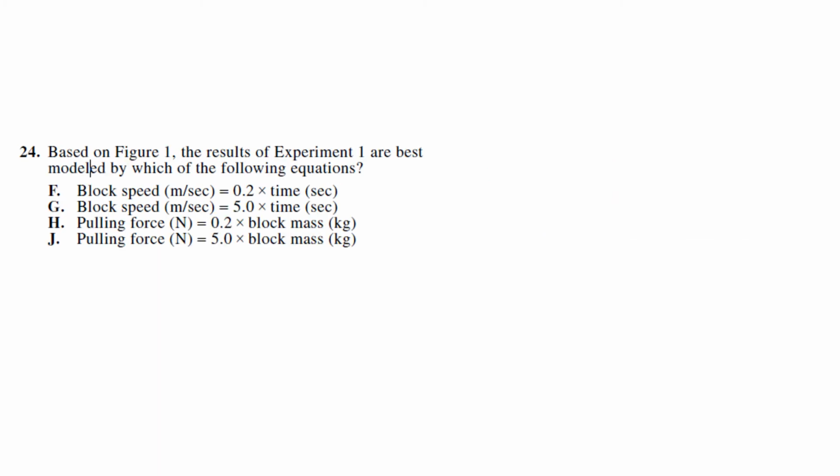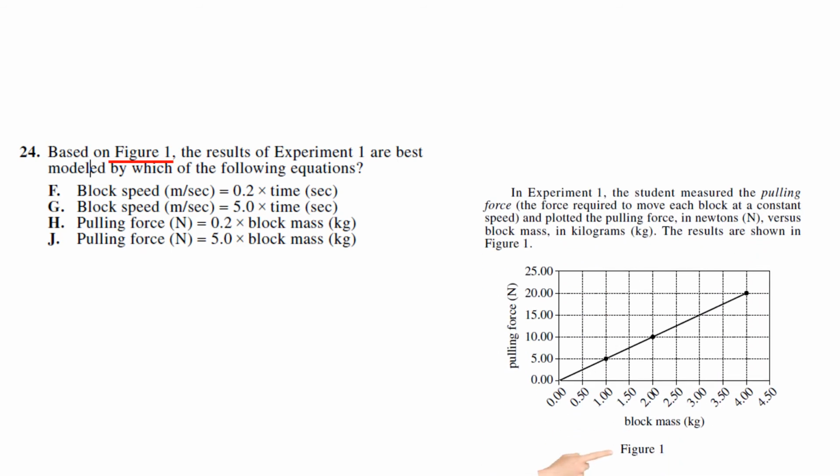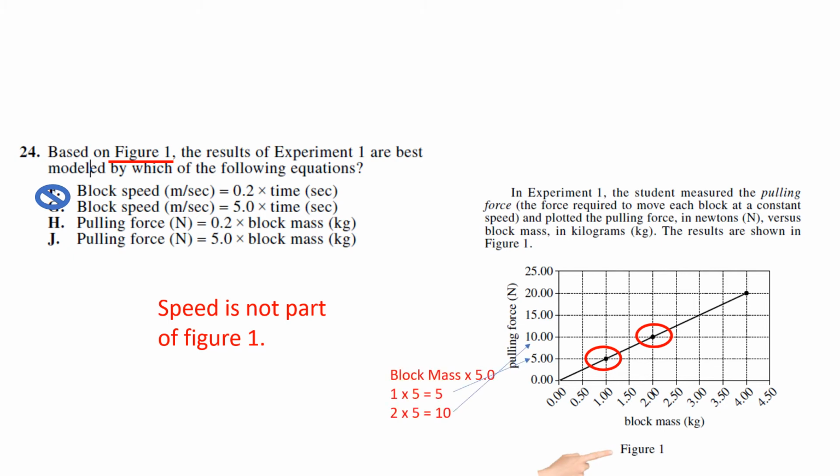Based on figure 1, the results of experiment 1. So now we're in figure 1. We've been in figure 2, so make sure you're looking at the correct place. Put your finger on it. The results of experiment 1 are best modeled by which of the following equations? If you're looking in the right place, speed is not a part of figure 1. It's pulling force and block mass. So we can get rid of F and G. If we look at these data points and choose choice H, 0.2 times 1 would be 0.2, but 5 times 1 would be 5. And 2 times 5 would be 10. So J has to be your correct answer, just following the equation that is presented to you.